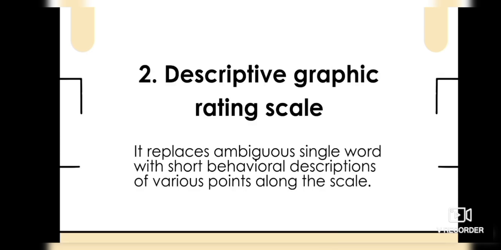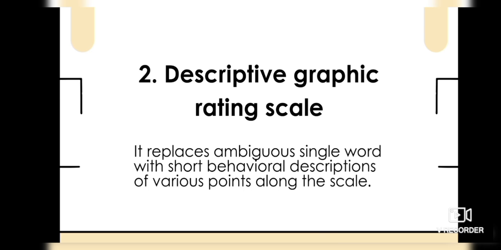The second rating scale is the descriptive graphic rating scale. It replaces an ambiguous single word with short behavioral descriptions of various points along the scale. From the word descriptive, it is describing, so it does not deal with numbers. And that's the difference between them.